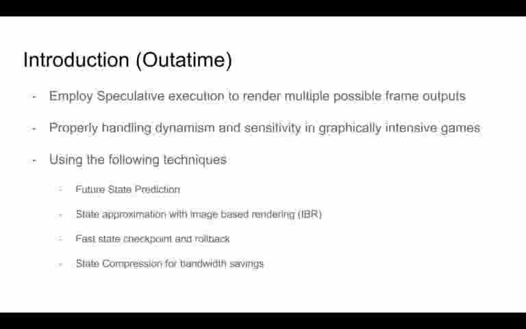What Outatime does differently from standard cloud gaming services is that it has a way to speculatively execute multiple possible frames. Based on the current input and the current frame, it will see what the possible sequential frames are that can happen based on this input, predict them ahead of time, and then send those frames back to the user. It also has a way of handling dynamism and sensitivity in graphically intensive games. It does that using four techniques: future state prediction, state approximation with image-based rendering, fast state checkpoint, and state compression.